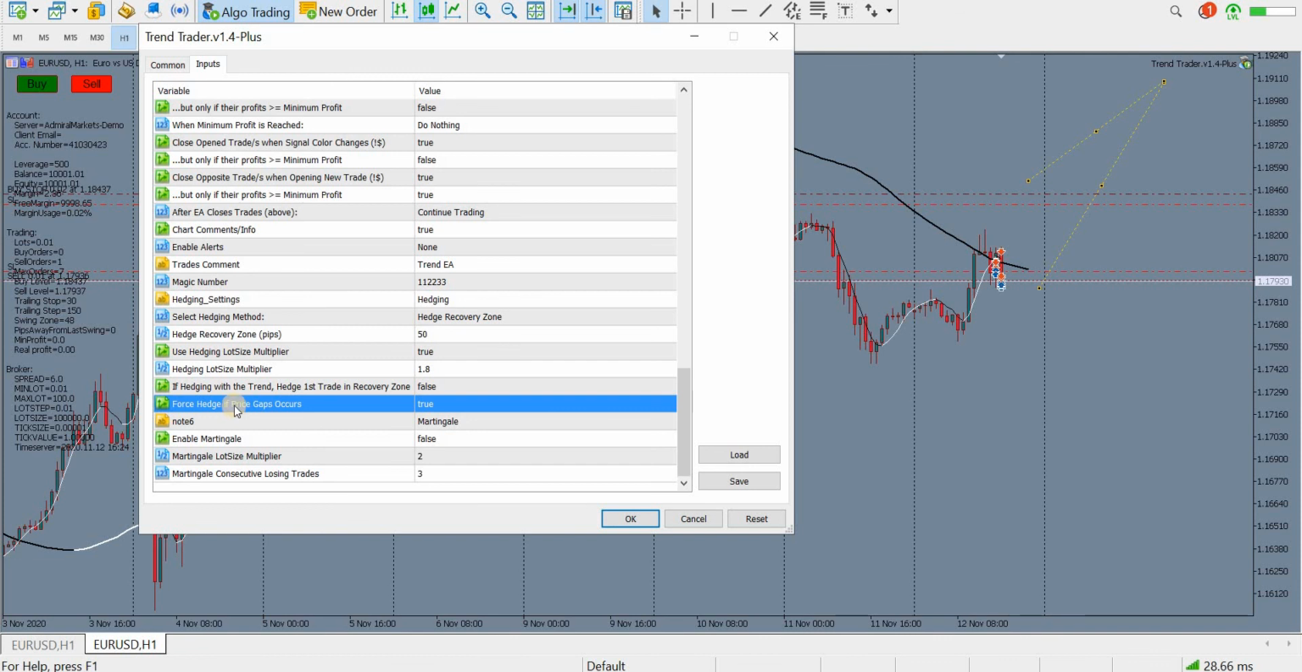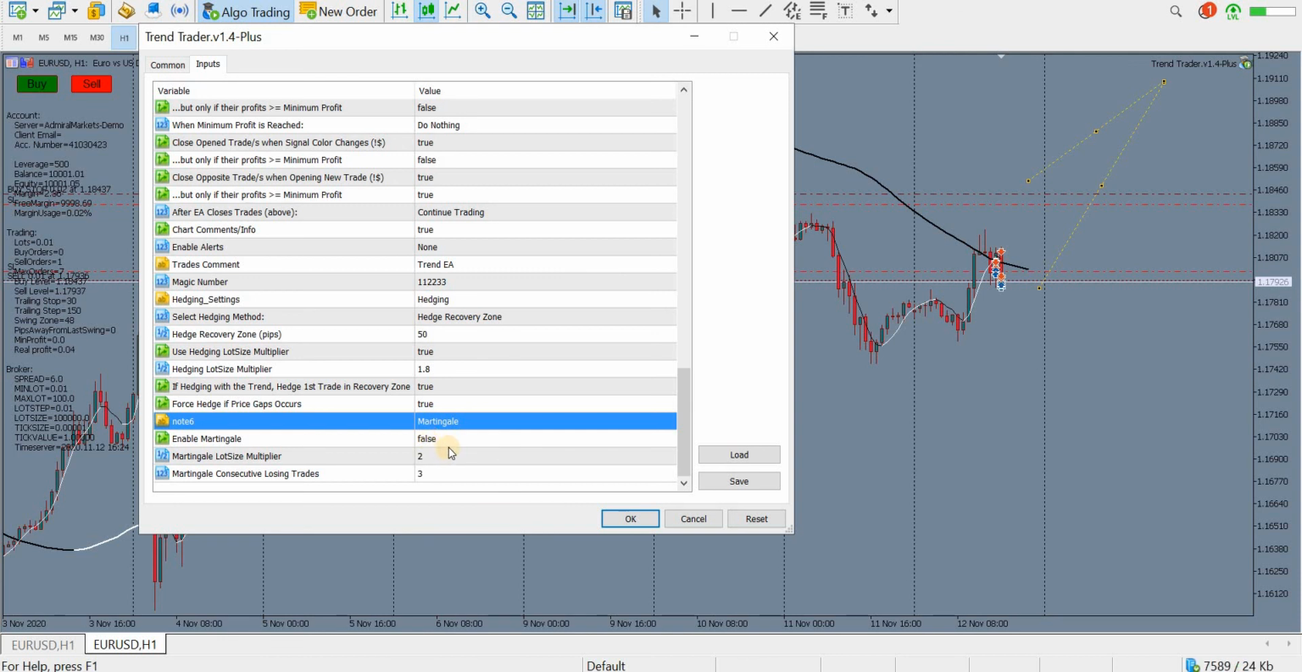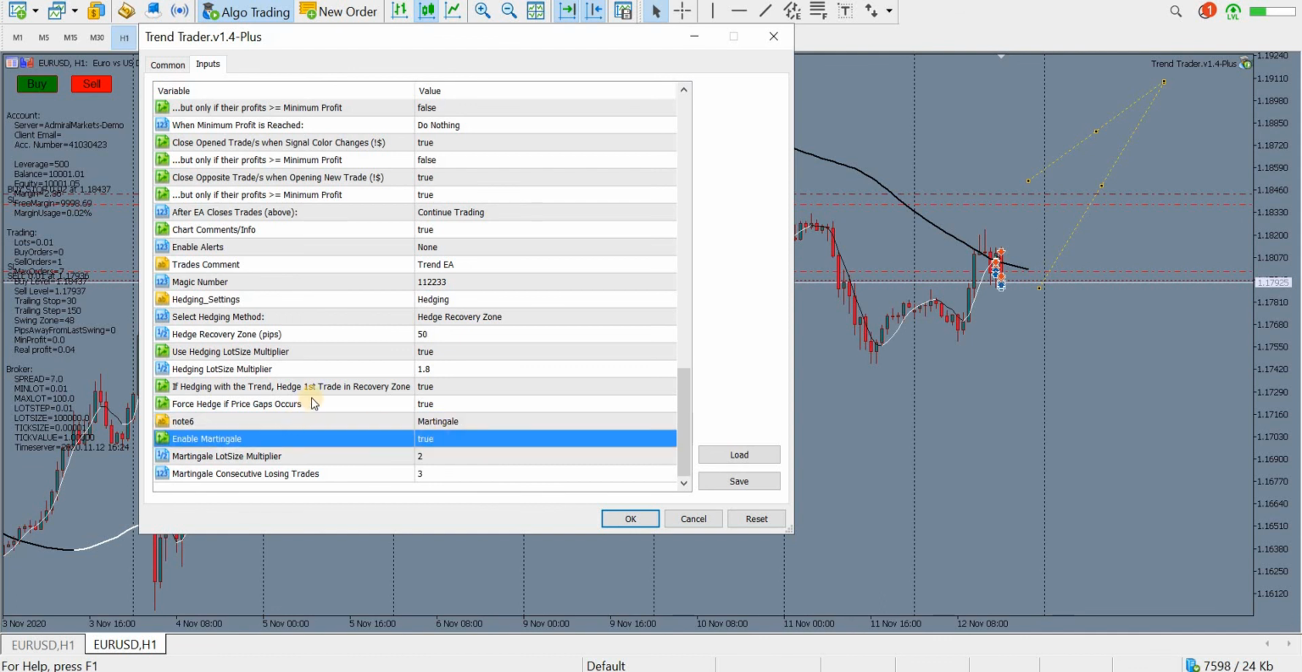What else we haven't talked about? Force hedge if price gaps occur. Yes, I have explained it. All right, and the last thing is the martingale. That thing that everyone is scared about and no one wants to admit that it can be profitable if done properly.